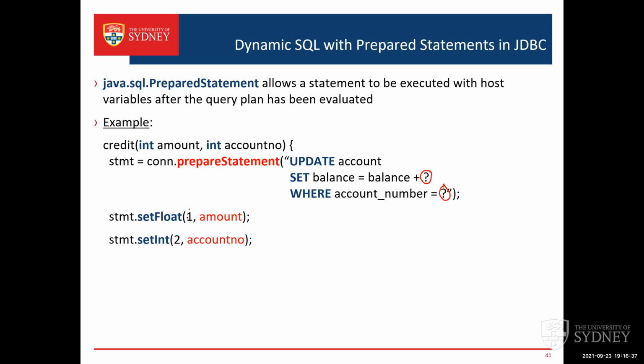Okay, 1 is not a value. 1 denotes the first what symbol that you have in your SQL query. 2 denotes the second what symbol that you have. So now you can see that order is important, and based on that order, it will put all of these things. So let's say in a method, I have this amount and account number.